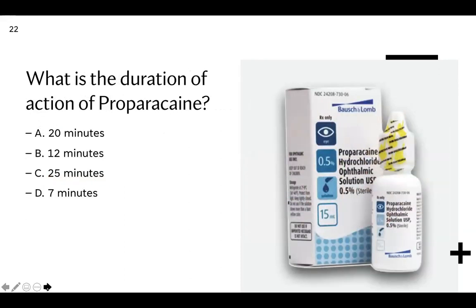Okay, so question number 22 is, what is the duration of action of topical proparacaine? Your options are A, 20 minutes, B, 12 minutes, C, 25 minutes, or D, 7 minutes. So we all use this drug. Let us see how many of us know what exactly is the duration of action of this. We have 5 seconds left.